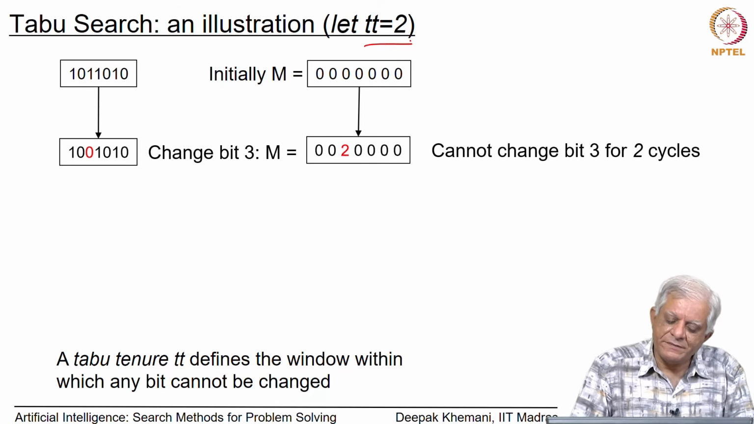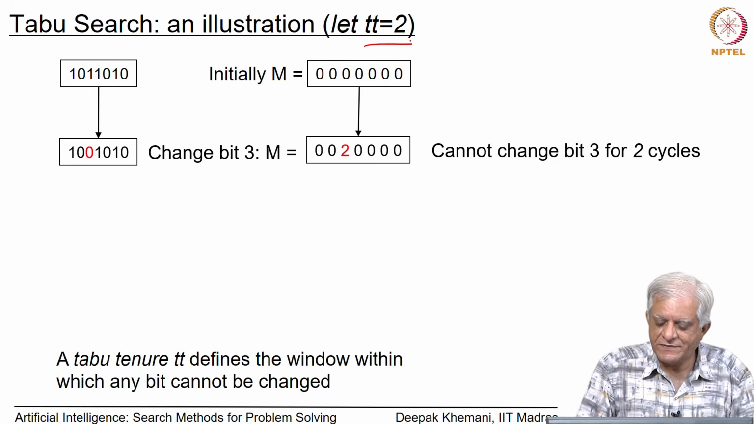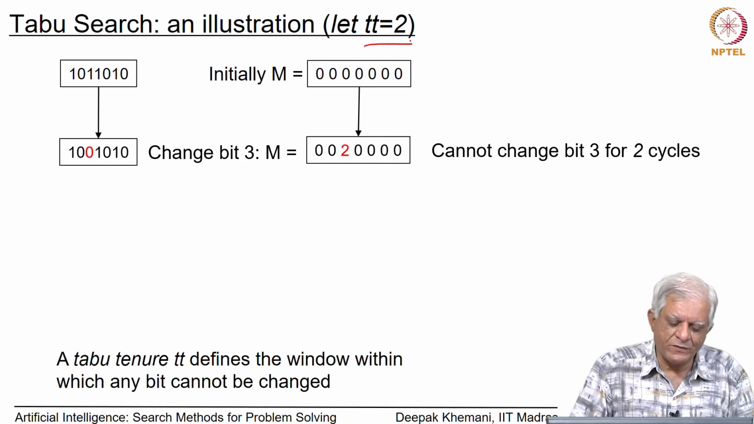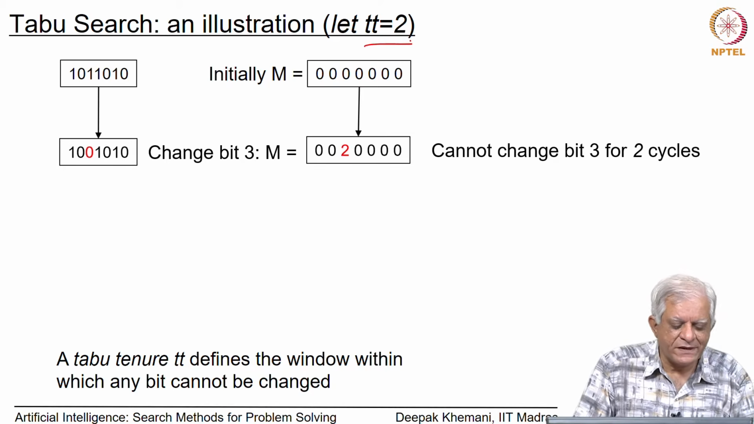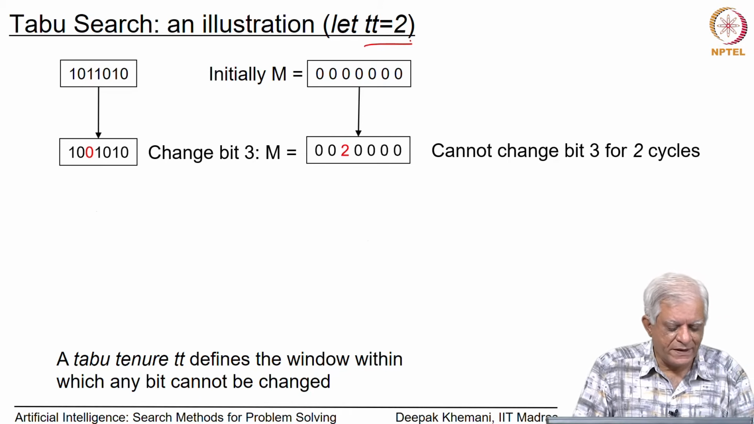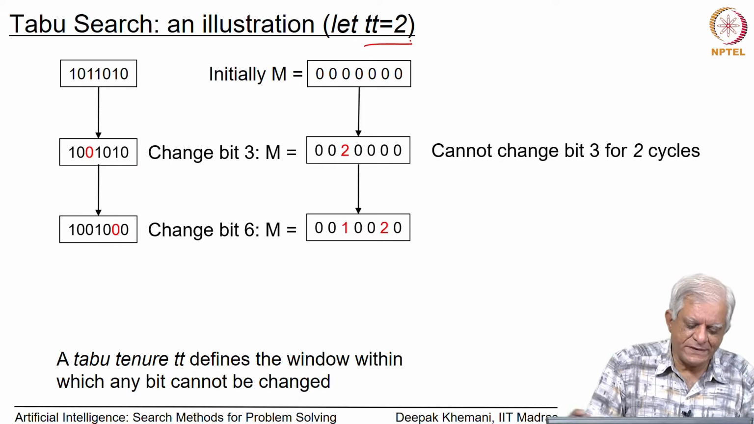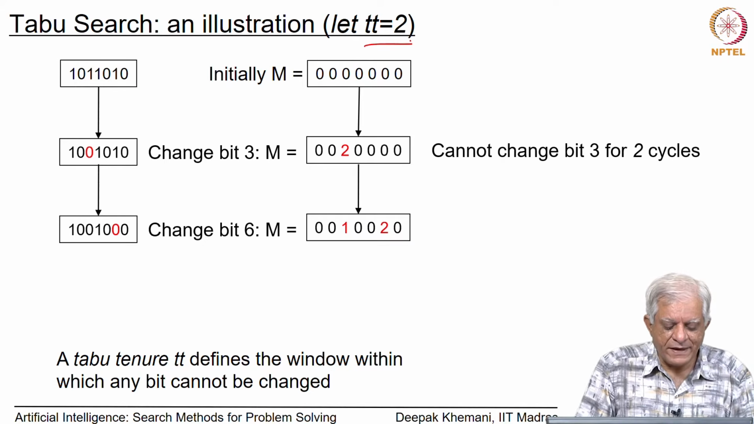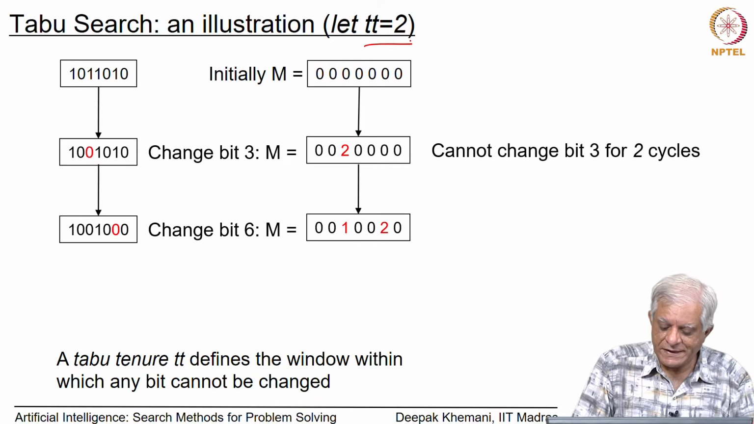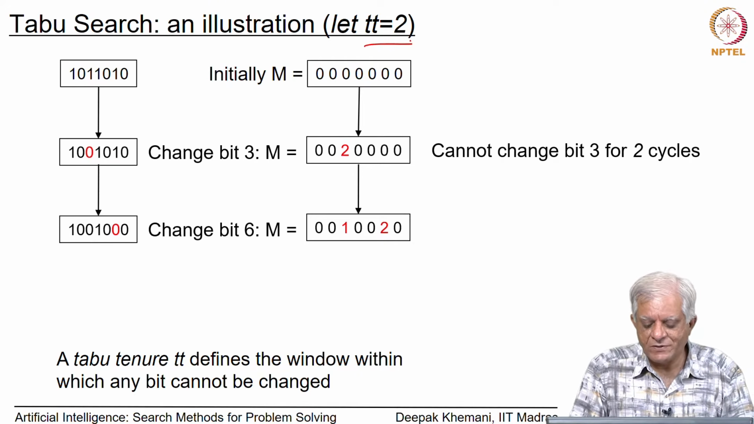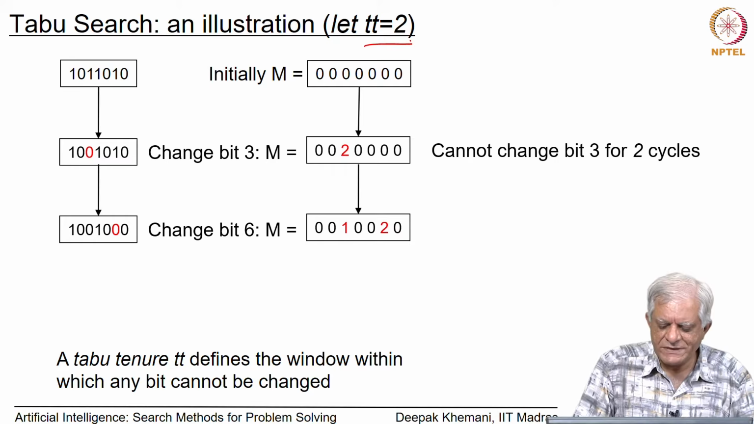Now, in the memory array M, we change the 3rd value to 2, and this signifies that you cannot change this bit for 2 cycles essentially. So, we move on further. So, let us say we move to the next best candidate, which will be one of the 6 bits that you are allowed to change, and let us say for argument's sake that you change the 6th bit. So, the 6th bit has been changed from 1 to 0, as you can see here, and the memory array has been modified. So, the value for the 3rd bit has come down from 2 to 1, which means that you cannot change it for one more cycle, whereas the value for the 6th bit has now become 2, which says that you cannot change it for 2 cycles.